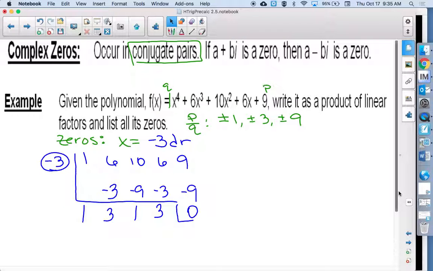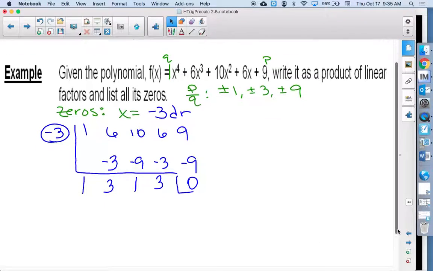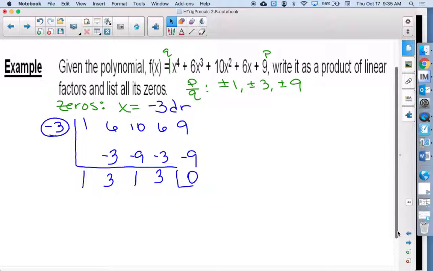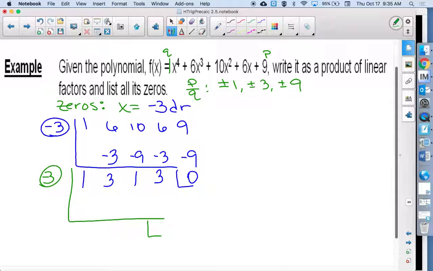And then Garrett said -3 was a double root, which is an important fact because that means I need to use it twice. So taking the -3 a second time. Colin, do you have these? Not all the way. So we bring down the 1. Then I have 0. Good.